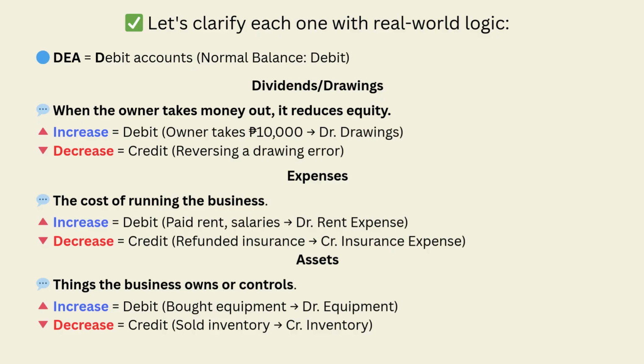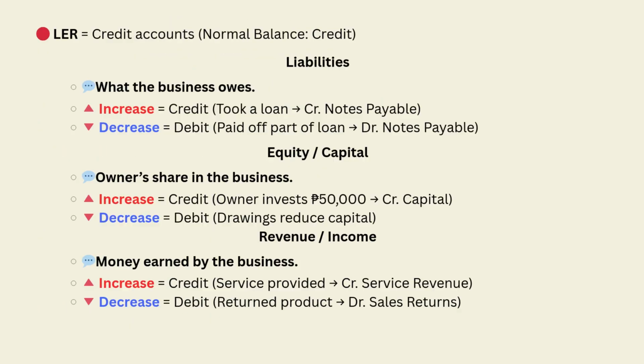3. Assets, things the business owns or controls. Increase equals debit: bought equipment, Dr. Equipment. Decrease equals credit: sold inventory, credit inventory. LER equals credit accounts, normal balance credit. 4. Liabilities, what the business owes. Increase equals credit: took a loan, notes payable. Decrease equals debit: paid off part of loan, Dr. Notes payable.